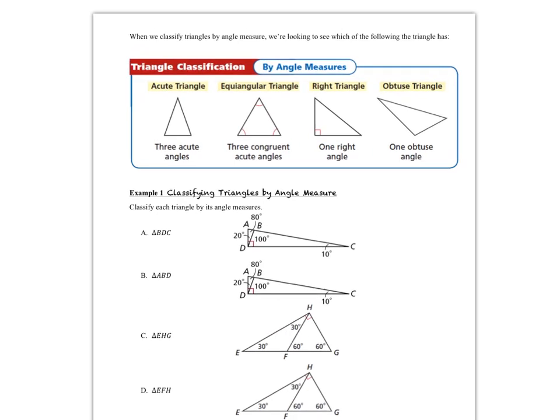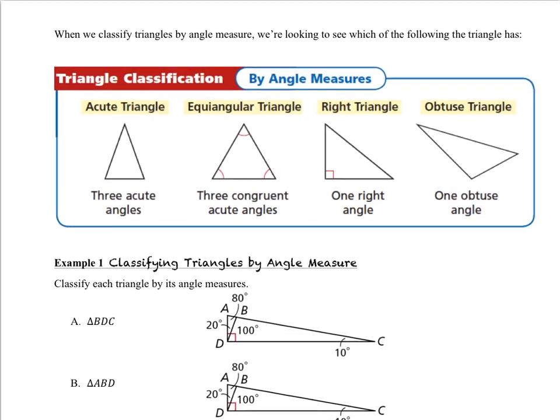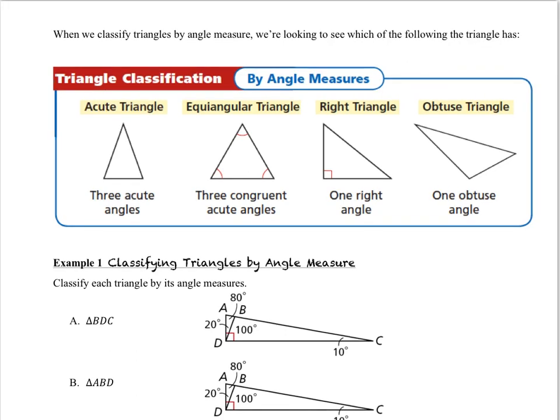When we classify triangles by angle measure, we're looking to see what angles make up that triangle. When we have an acute triangle, we have 3 acute angles. With an equiangular triangle, we can see the word angle in there. That means we have 3 congruent acute angles. When we have a right triangle, we have 1 right angle and 2 acute angles. And when we have an obtuse triangle, we have 1 obtuse angle and 2 acute angles.